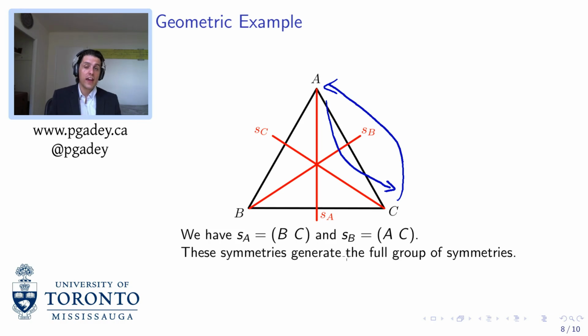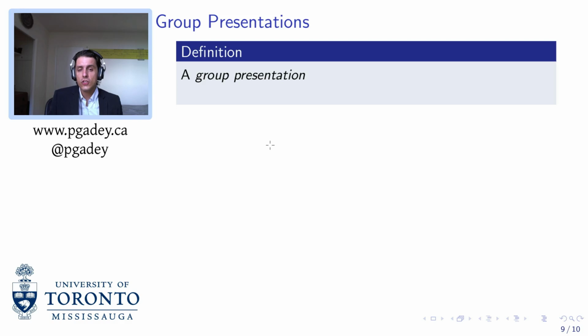These symmetries, in fact, generate all the symmetries of the triangle. Reflecting in SA and reflecting in SB can be used to write every other symmetry of the triangle, all 6 of them. Let's have a look at what that looks like. To do that, we're going to need to introduce the notion of a group presentation.